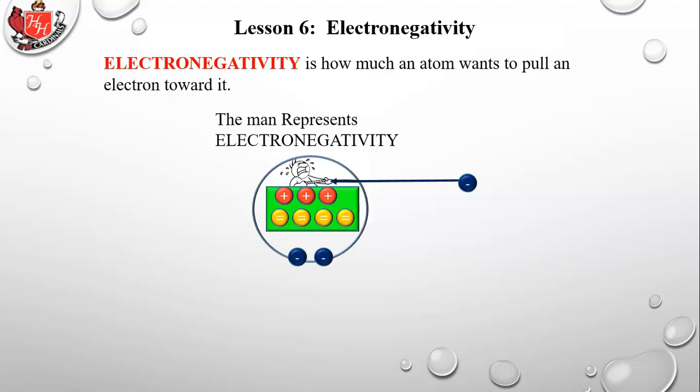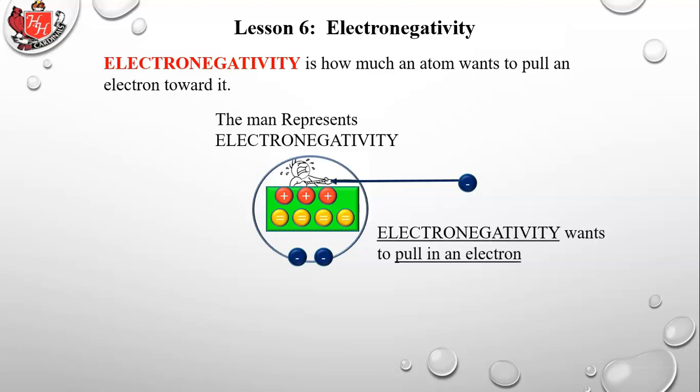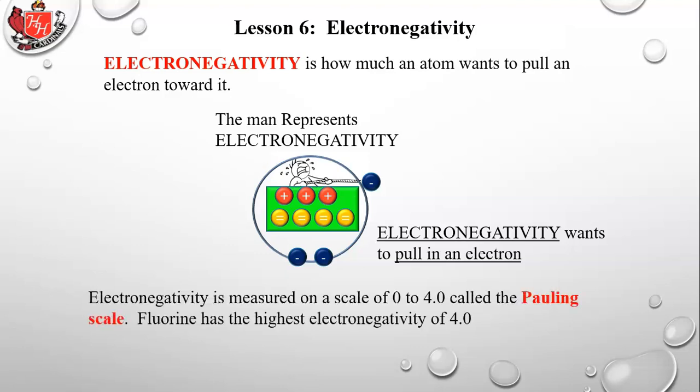So the man represents electronegativity. Electronegativity wants to pull in an electron like that, and so that's what electronegativity would do, is pull in an electron from maybe another atom or one that's just kind of floating around freely. Electronegativity is measured on a scale from 0 to 4 called the Pauling scale. So fluorine, which is in the upper right hand corner, remember it had one of the highest ionization energies, has the highest electronegativity at 4.0. That's the highest possible.